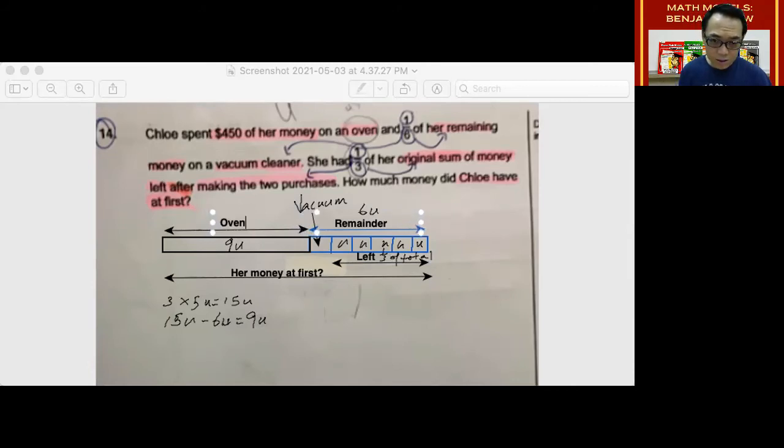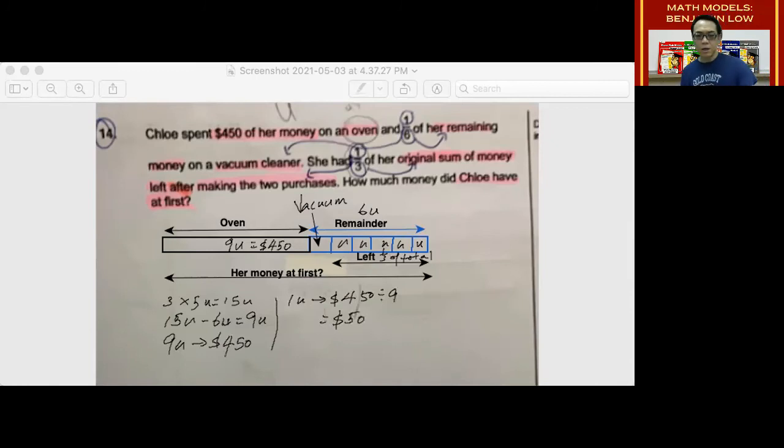And the oven, as you can see, is 9 units. But it also says in the question that Chloe spent $450 of her money on an oven. So this means that 9 units is therefore $450. So if 9 units is $450, then naturally, to find 1 unit, I should take 450 and divide this by 9, which I'm sure all of you know. This will give us $50, and that is 1 unit.